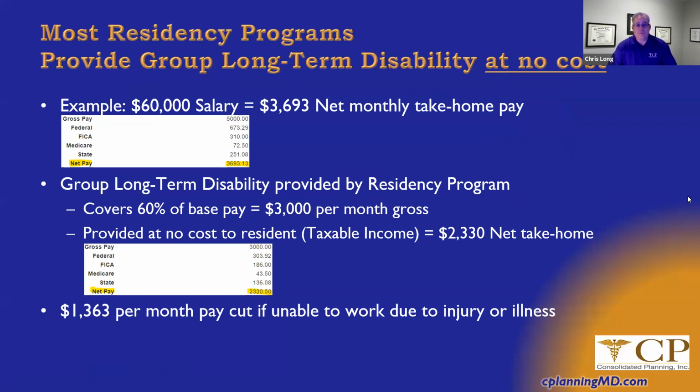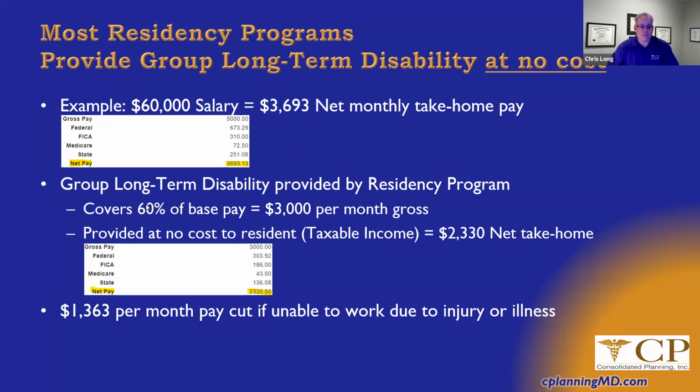All right, so moving on, let's look at what happens when you're in residency. So typically, again, most programs are providing group long-term disability at no cost. So let's say you're making $60,000 a year. If I run a simple paycheck calculator and account for tax withholdings, then typically if you're making $60,000 a year, your net salary after deductions for taxes is going to be around $3,693 a month.